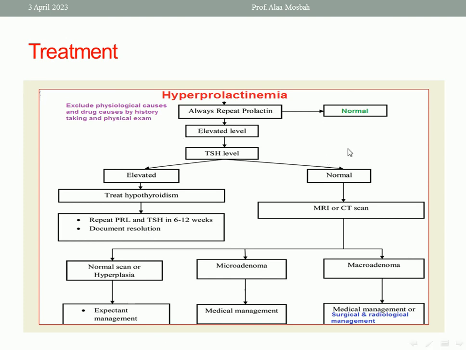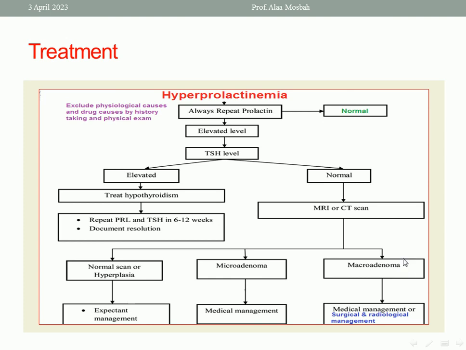What if the TSH was normal and prolactin is still high? You can do MRI or CT scan to diagnose pituitary microadenoma or macroadenoma or exclude both. Okay? So if there is a normal scan or hyperplasia, you can do expectant management or medical management, and repeat MRI after 6 months if the hyperprolactinemia persists. If there is microadenoma, you should start medical management immediately by cabergoline or bromocriptine, a dopamine agonist, and do follow-up.